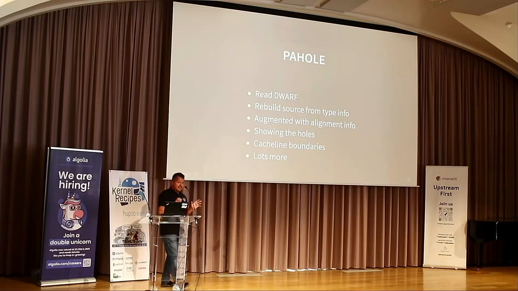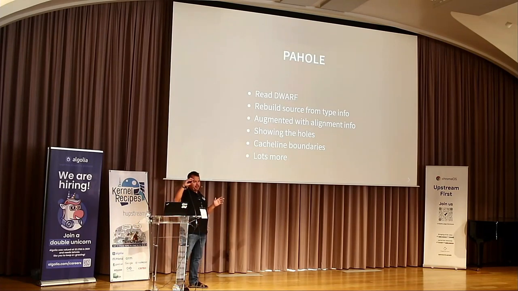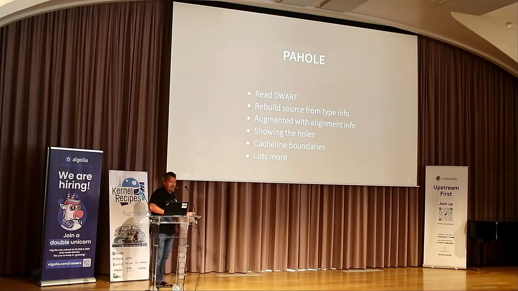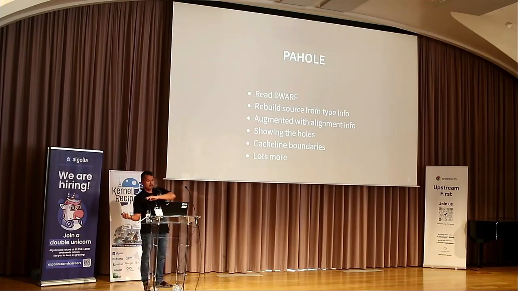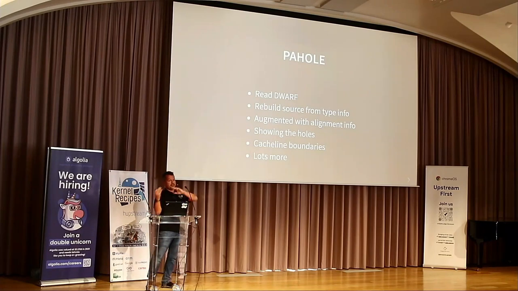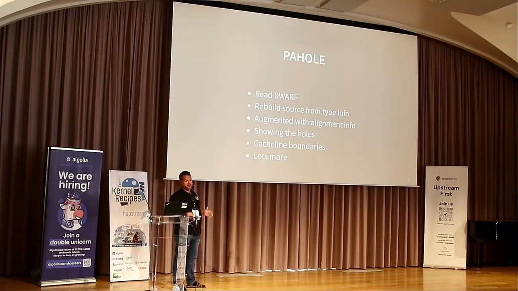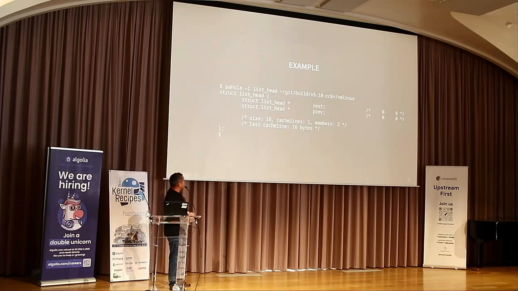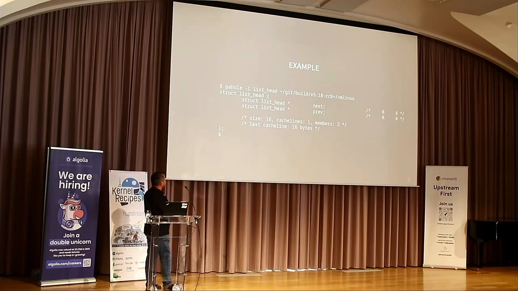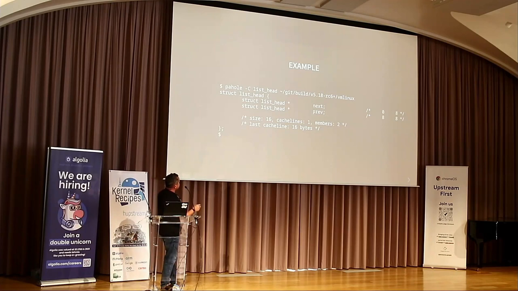So it uses the debug information that GDB needs, which is there when you compile with -g, and it can reconstruct the source code from that. While reconstructing the source code, it adds all sorts of information for you to better understand how the layout of the data structure is. So this is an example. You use pahole, you say what is the data structure, the class, and then what is the binary. And then it will reconstruct it and say that it's 16 bytes, the offsets here, number of cache lines, number of members, etc.